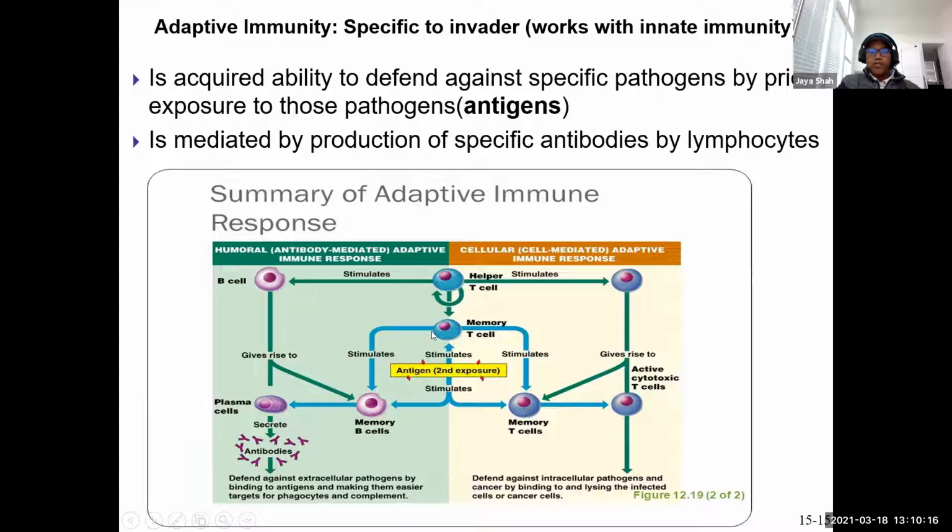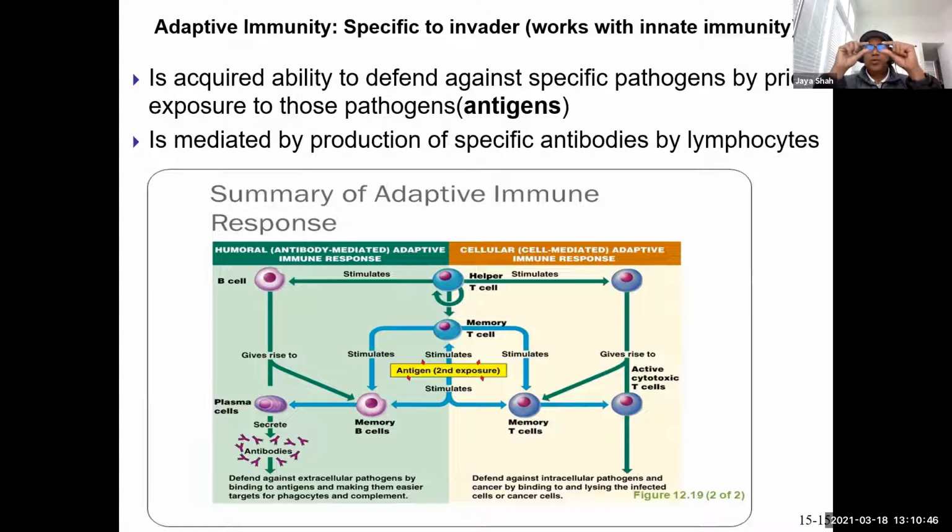And next time, when there is a second exposure, a T lymphocyte, a T cell, easily becomes a cytotoxic T cell and does its function. So the summary is very simple. Remember at least this, and then I'm going to go into detail. This is the summary. Then I will go into detail because specific immunity is slightly complex. So I want you guys to pay attention, okay?